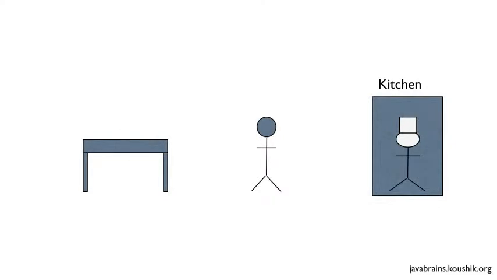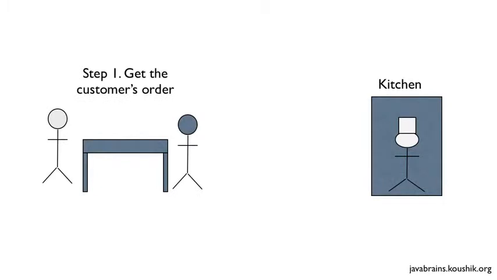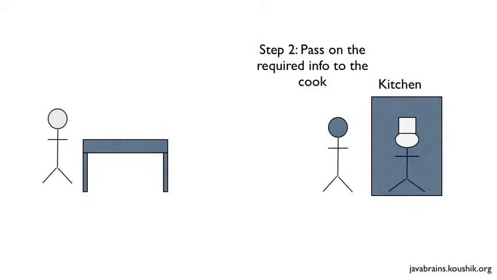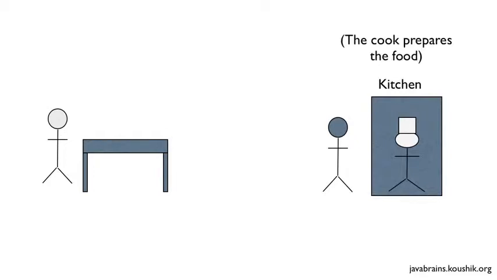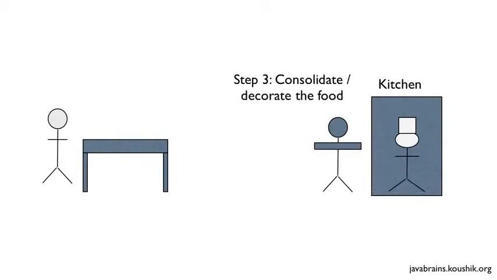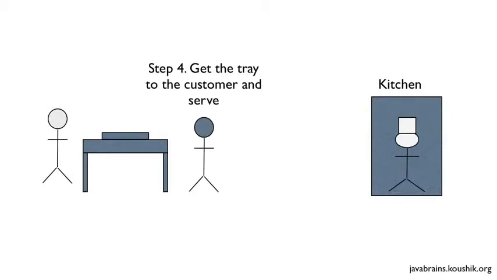Now, the cook works in the kitchen and the cook is not responsible for anything else apart from preparing the food. Now, with the cook in place, let's see how this flow changes. When a customer comes in, our stickman again goes and gets the customer's orders. Step 1, nothing has changed. Now, step 2, instead of the stickman actually preparing the food himself, he hands it over to the cook. So he passes on the required information for the cook to actually cook the food. Now the cook prepares the food and then hands it over back to our stickman. Step 3 is the same, consolidate and decorate the food, and then step 4, hand it back to the customer.